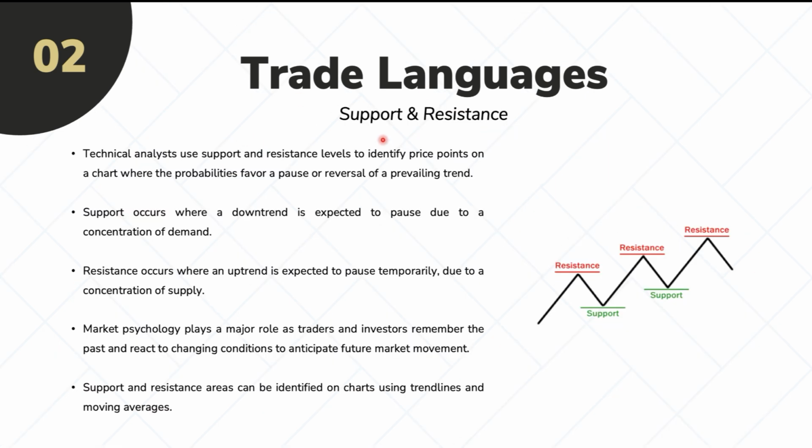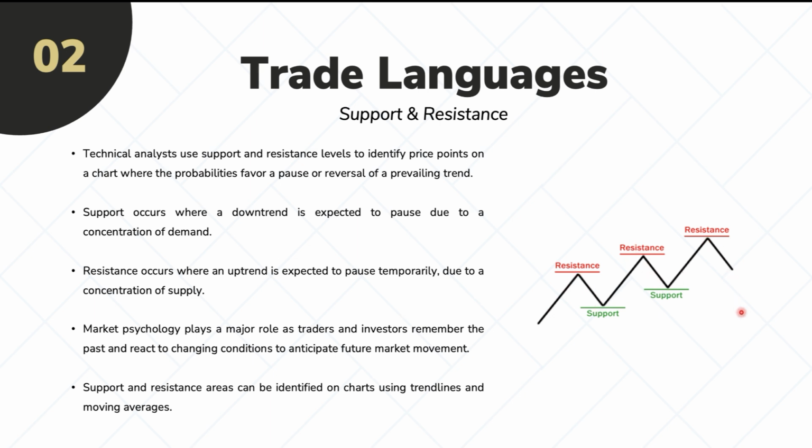One of the three languages you can speak to the market is support and resistance. And you see here in this image how that looks. Technical analysts use support and resistance to identify price points on a chart where the probabilities favor a pause or reversal of a prevailing trend. Support occurs when a downtrend is expected to pause due to a concentration of demand. Resistance occurs when an uptrend is expected to pause temporarily due to a concentration of supply. So you see here, it makes higher highs, higher lows, higher highs, higher lows.